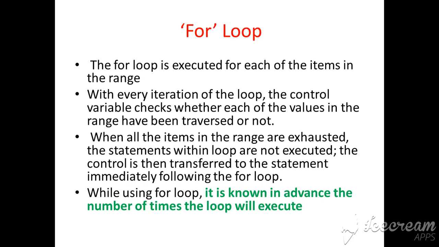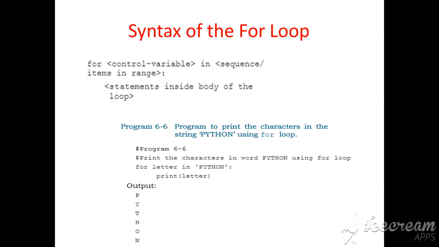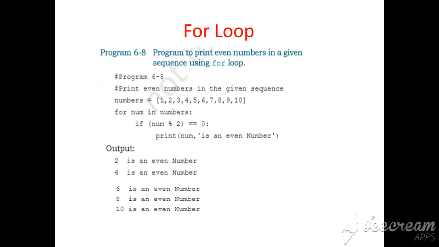So this is the main syntax and explanation of the for loop. We already saw the syntax: for control variable in sequence or items in the range. Then next, after some indentation, we use the statements inside the body. So here you already studied 1, 2, 3 programs by using the for loop.